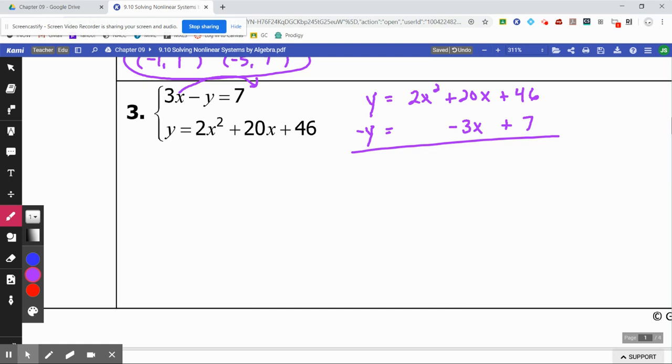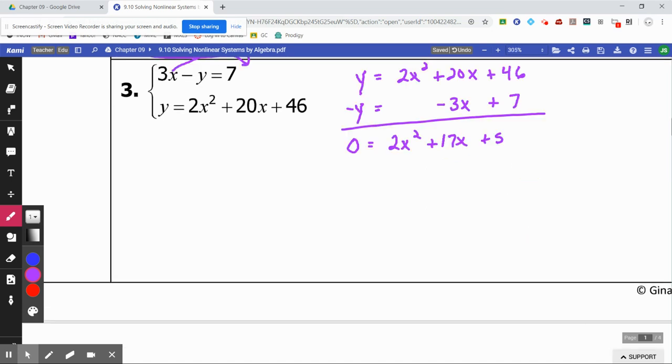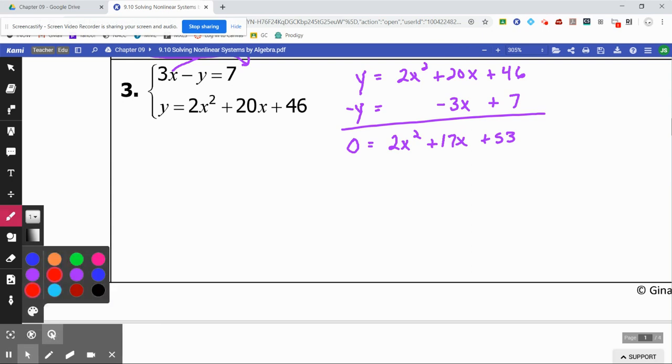Either x's or y's must cancel, and here, obviously, my y and negative y, when I add those together, cancel. 2x squared adds with nothing. 20 minus 3 gives me 17x, and 46 and 7 gives me 53. So I'm left with a basic quadratic equation. I am going to have to use slip and slide if this is to factor. And you can try to do that, but this will not factor.